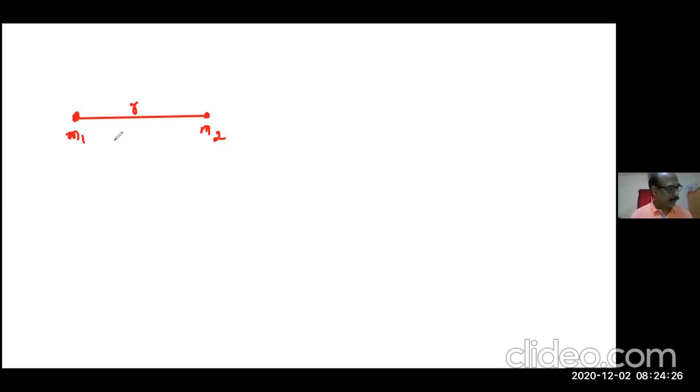Next heading: Newton's law of gravitation in vector form. Look here. M1 attracts M2. By Newton's third law, the reverse also happens, right? Every action has an equal and opposite reaction.